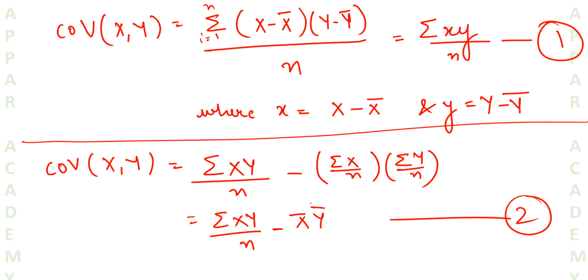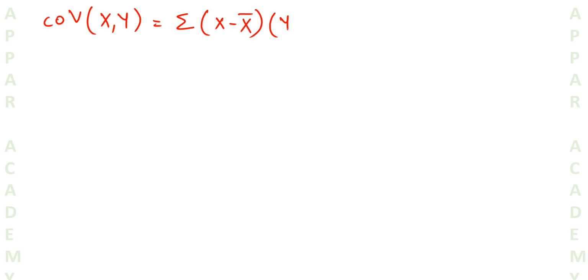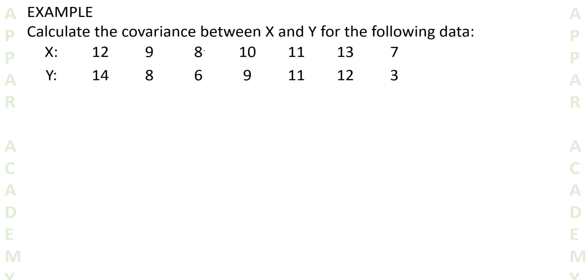Now why is it so? Let me derive and show you how formula 1 and formula 2 are the same. Let's write down formula 1. It says covariance of xy is equal to summation x minus x bar into y minus y bar upon n, and the summation is from i equals 1 to n.